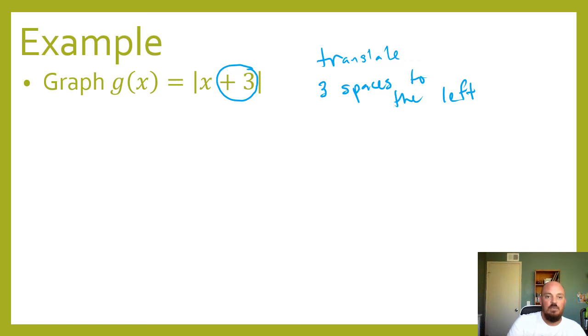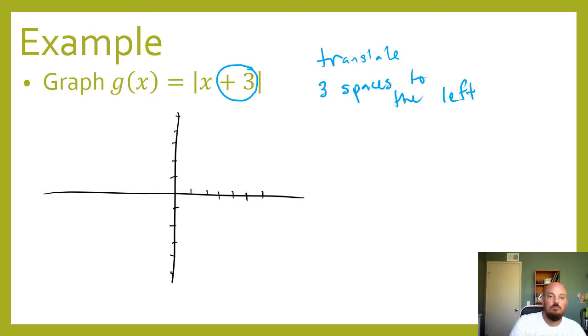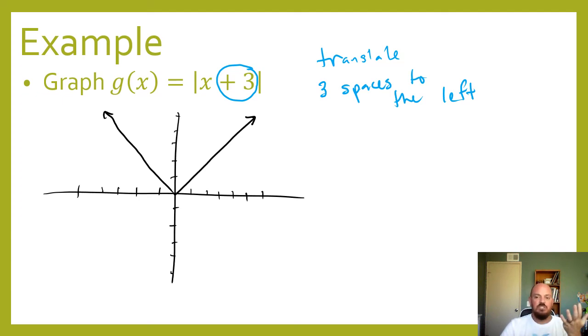So let me start with the same picture I did before. This will be my blank graph here. And just to have a point of reference, here's regular absolute value of x. What I want to do then is take that graph and shift it 3 spaces to the left. So I'm just going to focus on the point of the V again. I'm going to take that point from 0, 0 and go 1, 2, 3 spots to the left and mark a point right here.